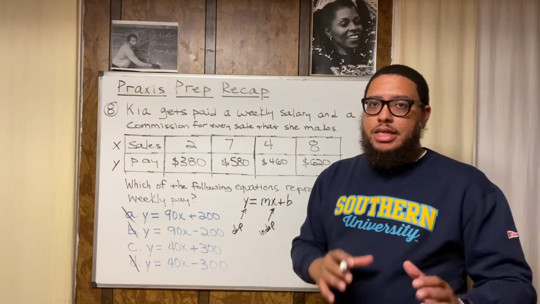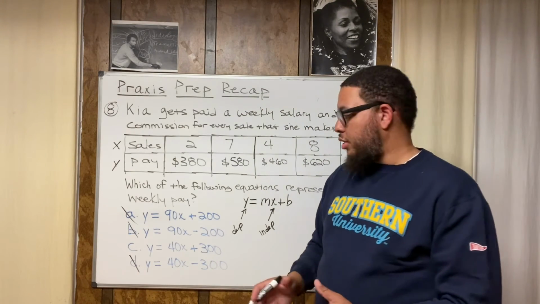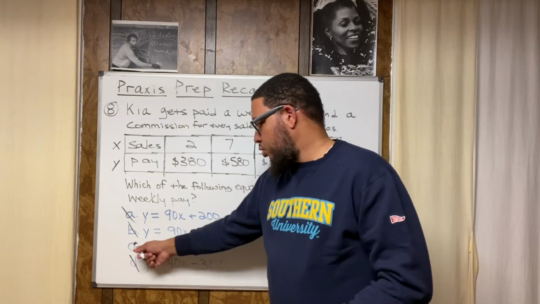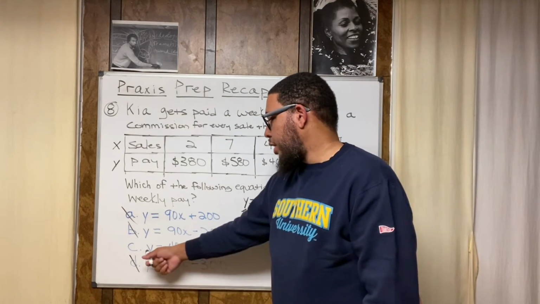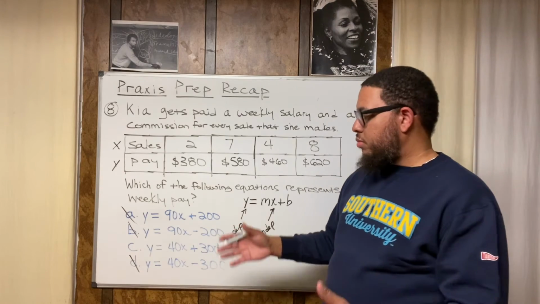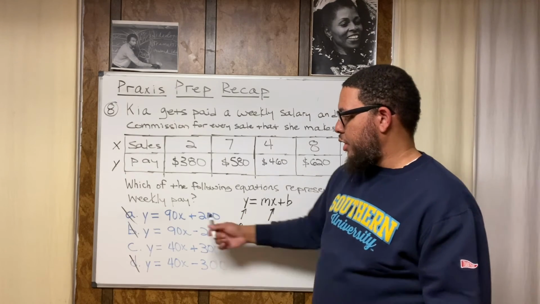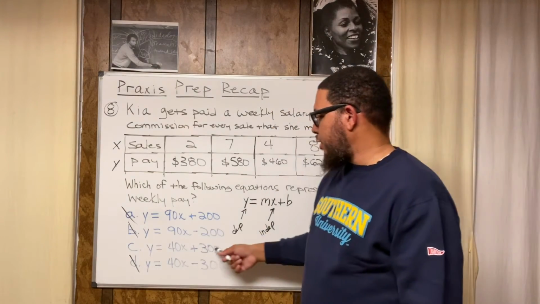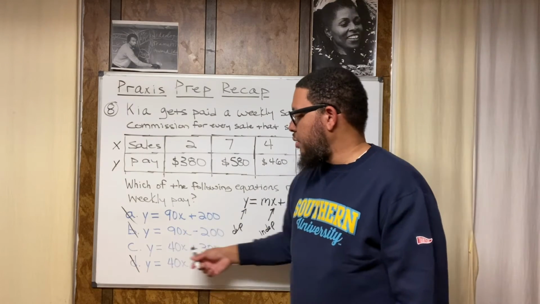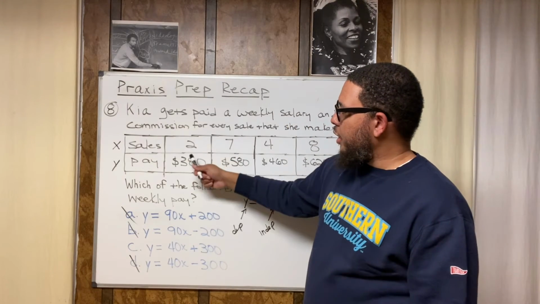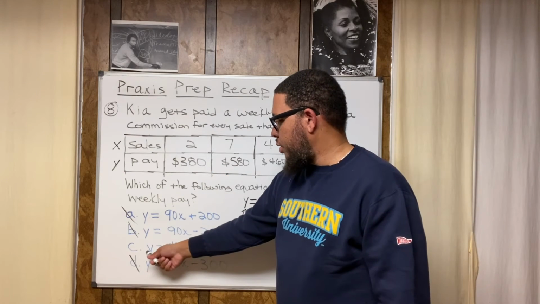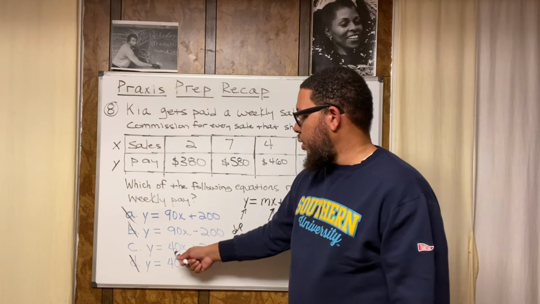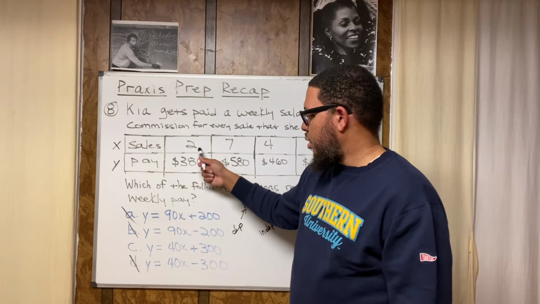Now, normally on the test, in order to save time, you would just choose C and keep it moving, go on to the next question. But here we've got some time, so I'm going to illustrate why C is in fact the correct answer. So C is the correct answer because let's plug in our X and Y values. Y is 380 on this side, equal to 40 times 2, right?